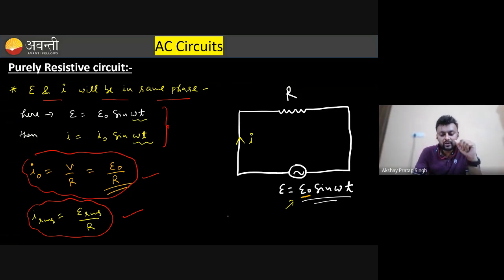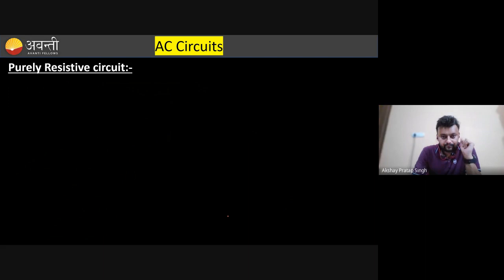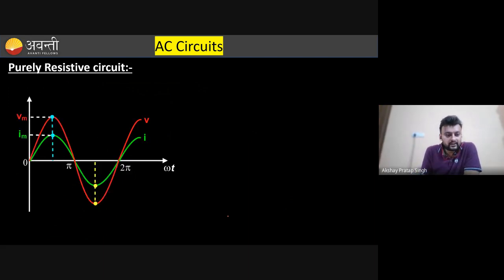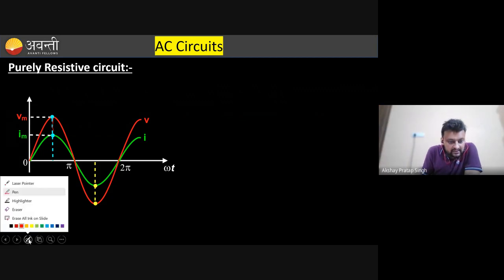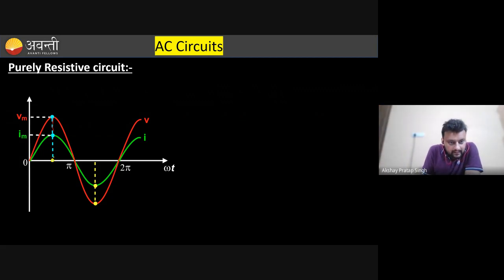So on the next slide, you can see the waveforms. Look at that. Can you see that this green graph is for current and red graph is for voltage, and both are reaching the maximum value at the same time? Let's suppose this time is T1. Both reaching the maximum value at the same time. That's why they are in same phase.